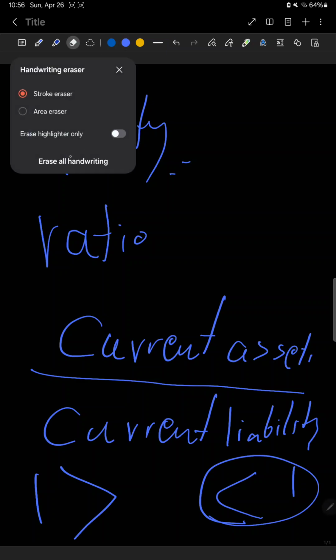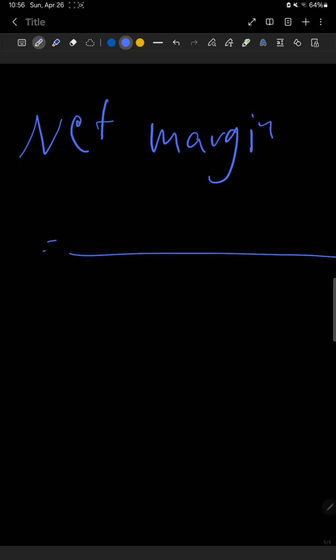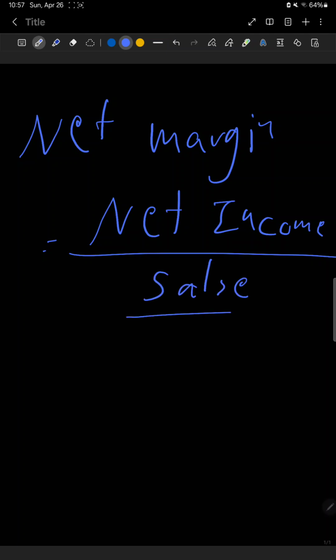Also, another concept, which is net margin, which is the net income. We talked about it. It means the income after paying what I have to pay, what's left over of it, divided by the sales. Sales means the amount of money that I'm receiving from selling my products. So this is the net margin.